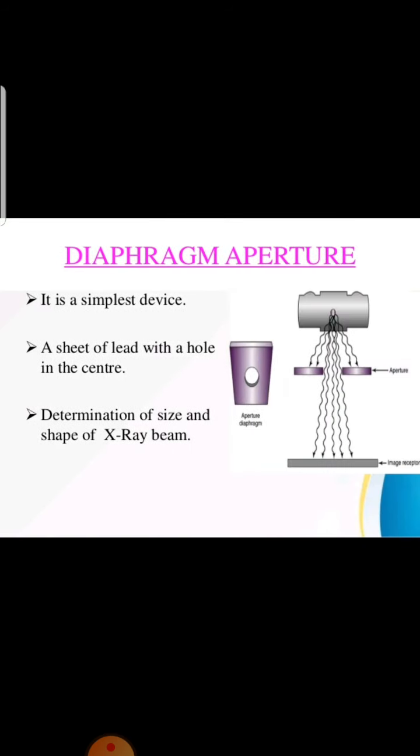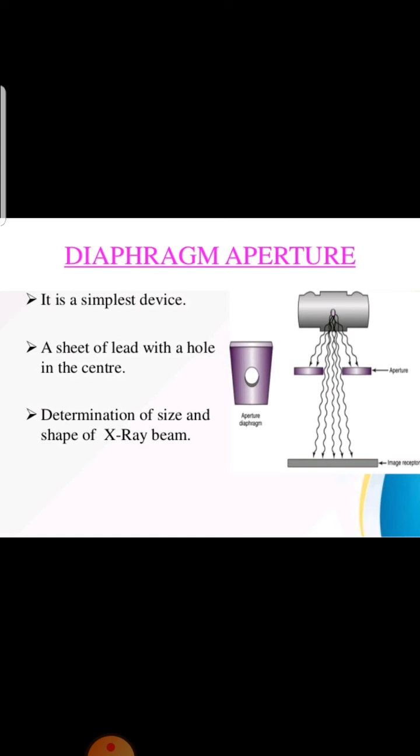So first of all, we will talk about the diaphragm aperture and its shape. You can see that there is a diaphragm in the center, and it is basically restricting the primary beam. First of all, we will talk about the composition of the aperture diaphragm. It is a lead or lead-lined metal diaphragm that is attached to the X-ray tube head, and you can appreciate it in the diagram.